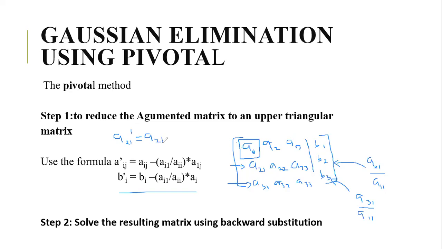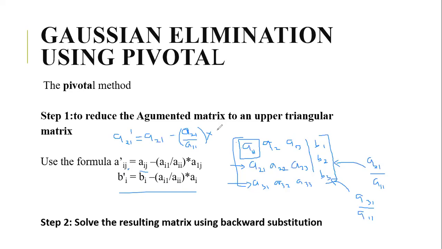Okay, the formula says Aij minus what? I is 2, so A21, the leading coefficient, over what? J is 1, so it's going to be 1, 1 here. All over A11, times the value on top. J is 1. So this is going to give us what?